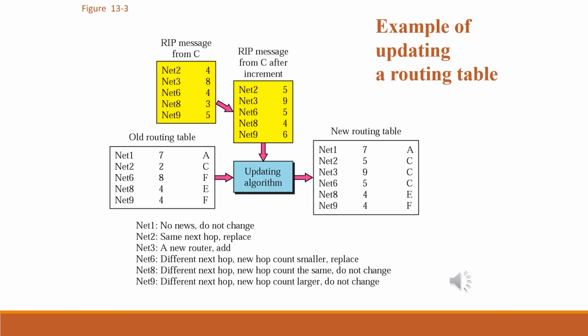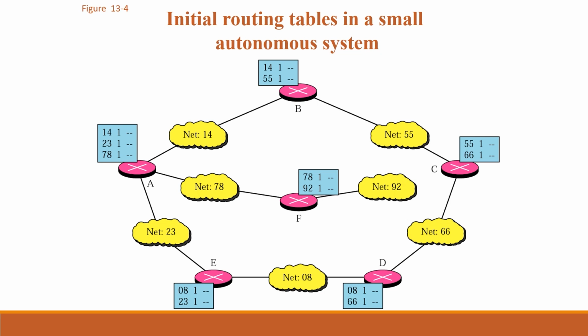This is an example of updating routing table. After the RIP message from C, we increment by 1, and this is a new routing table. This is a broadly explained example of how the initial routing tables look in a small autonomous system. So B is directly connected to network 14 and 55. So network 14 and 55 have a hop count of 1 and the next hop is a dash. Similarly, every network shows the directly connected nodes.